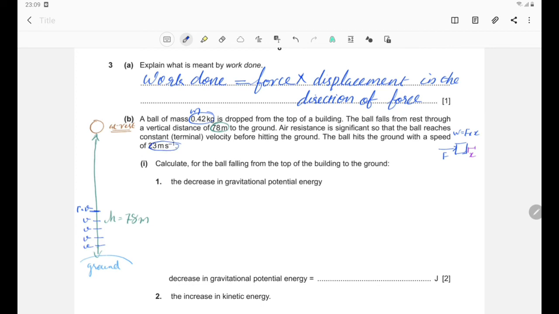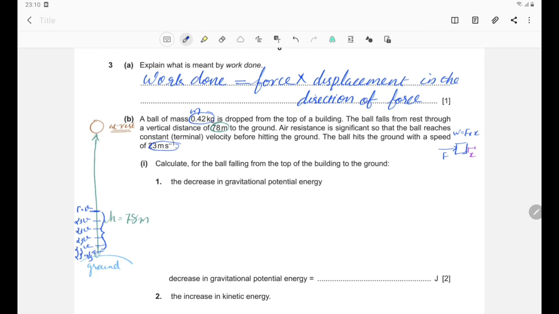That means in the question it says the speed of the ball when it reaches the ground is 23 meters per second. But as you know, the ball has already reached terminal velocity. So everywhere at terminal velocity, the ball speed will be 23. That is what you have to understand.